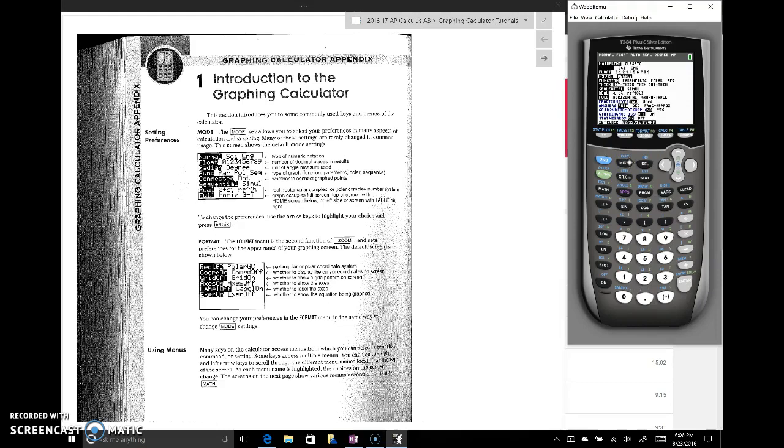One of the places that students fall into trouble with first, or most often, is just getting their calculator set up properly for the problem they're working on. And a lot of times we just forget that we have settings that need to be changed based on what type of problem we're working on.